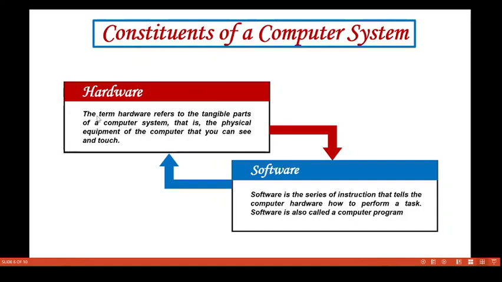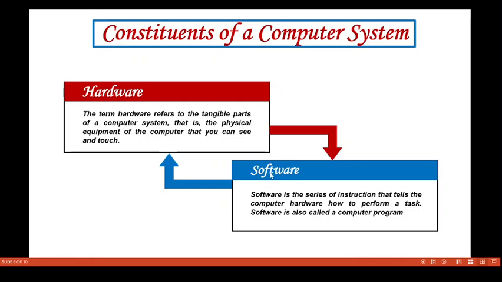What is hardware? Hardware is any physical equipment or any physical part of a computer system that you can see and touch. For example, the monitor, the keyboard, the central processing unit, the printer. Anything that you can see and touch is what we call hardware.